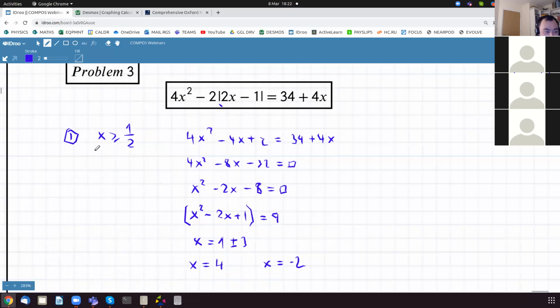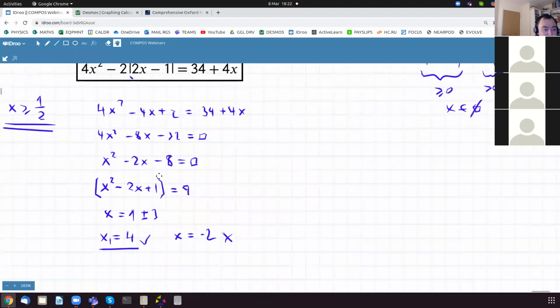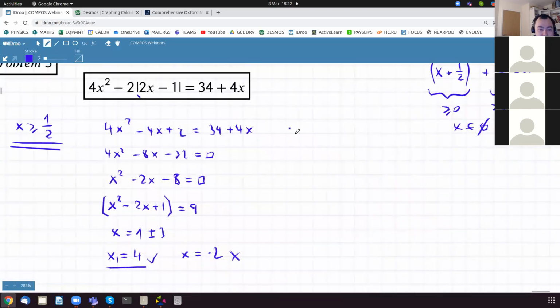Because we have this limitation on x, this is a valid solution. This is x1, and this is not a valid solution because it's negative. It doesn't fit. Now consider the second case. The second case, x is less than a half, and we get 4x squared plus 4x minus 2 plus 4x minus 2 equals 34 plus 4x.